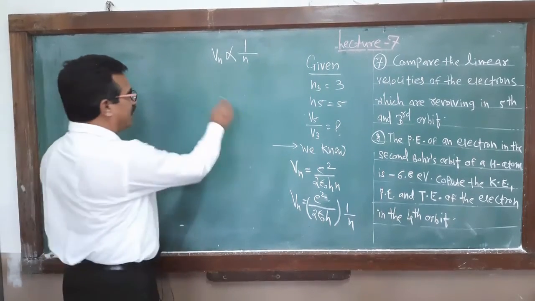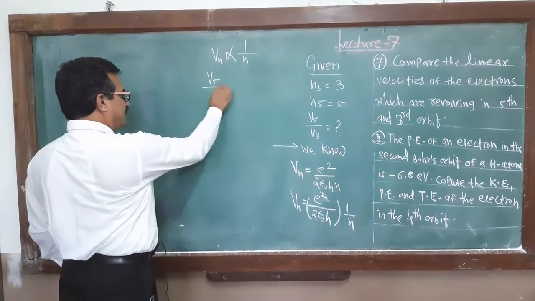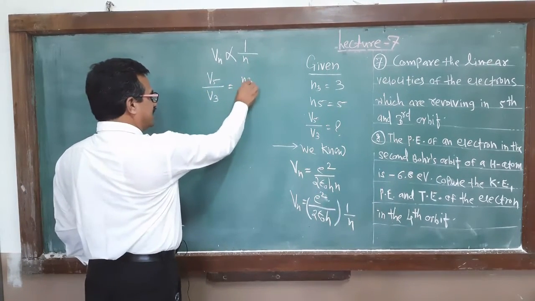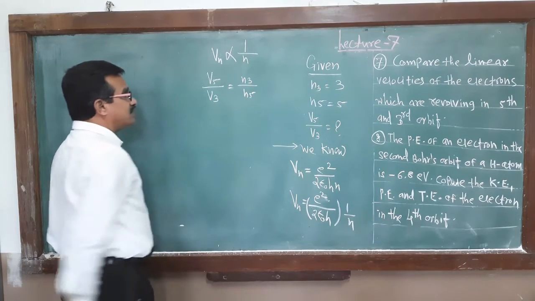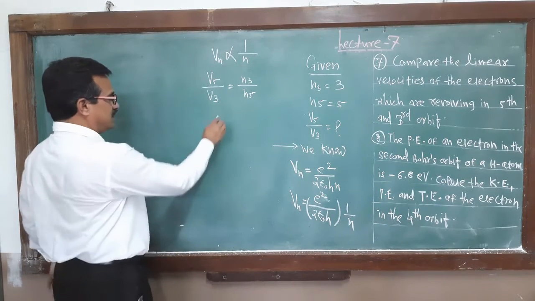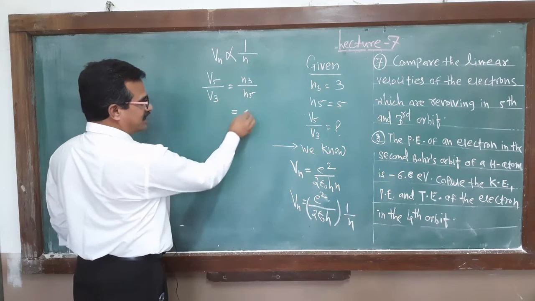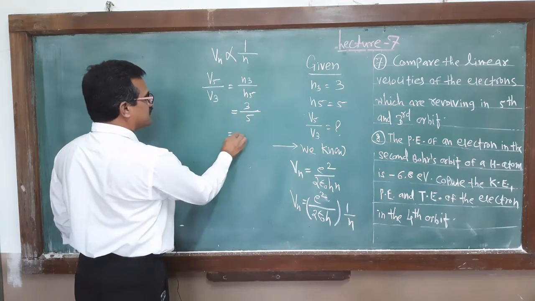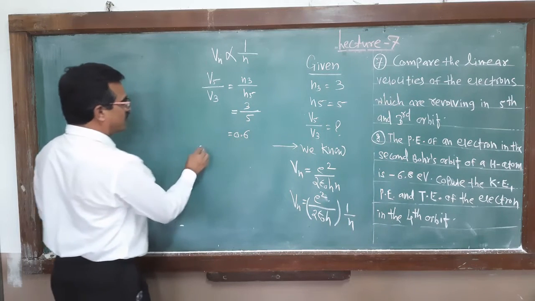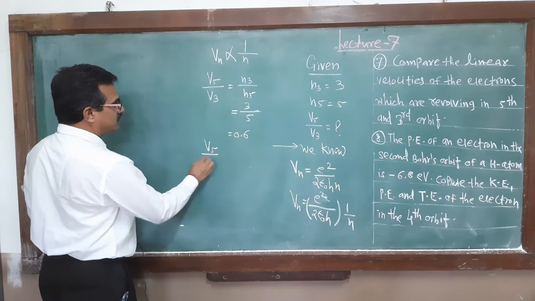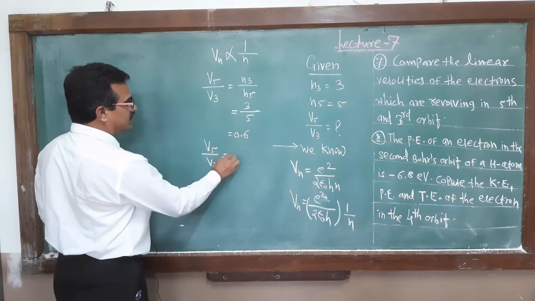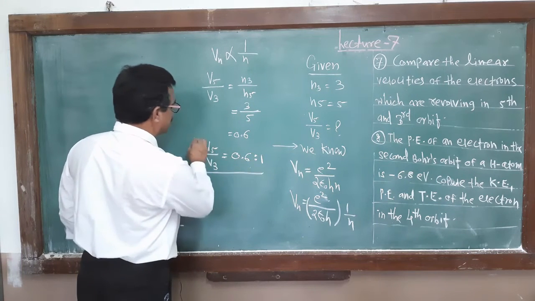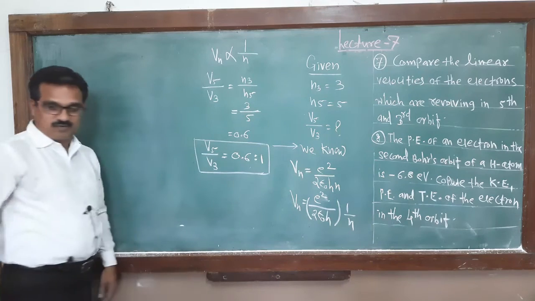And from this equation, how will you write? V5 divided by V3 is equal to n3 divided by n5, because the relation is inversely proportional. What is the value of n3? n3 is 3. And what is the value of n5? That value is 5. That must be equal to 0.6. And what is the final expression? V5 divided by V3 is equal to 0.6 is to 1. This is the answer for this problem.